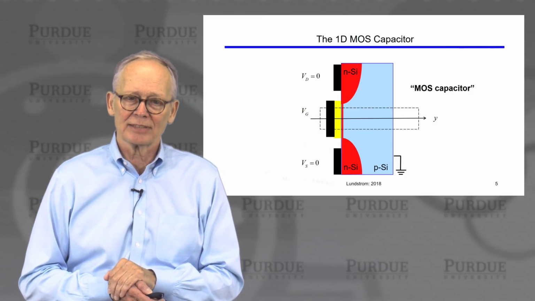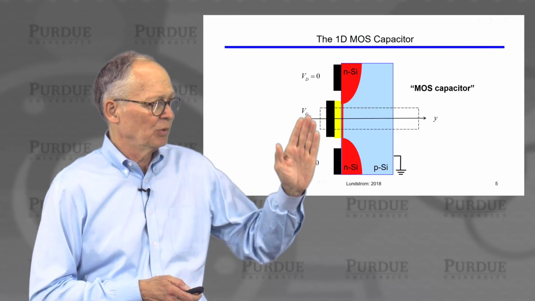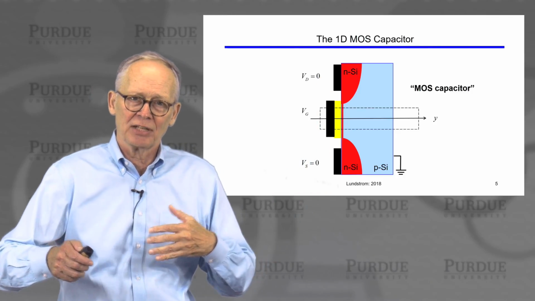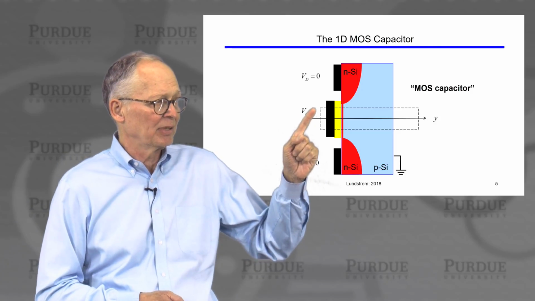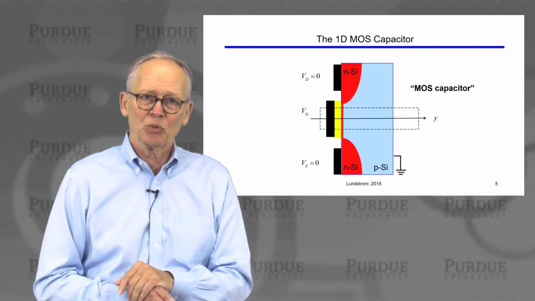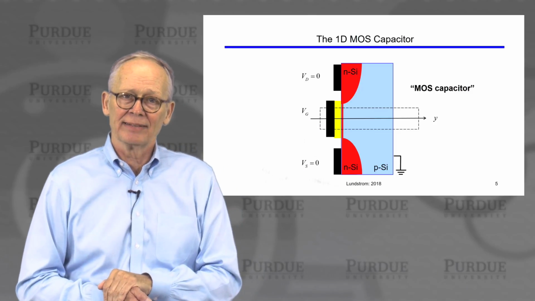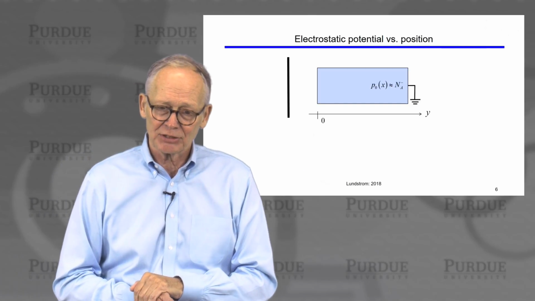We call this an MOS capacitor. So we'll ignore the potential variation along the channel. We'll assume we have a very long channel device. Things aren't varying rapidly in that direction. And we'll ask what happens when we apply a voltage to the gate. What does the energy band diagram look like in this Y direction?